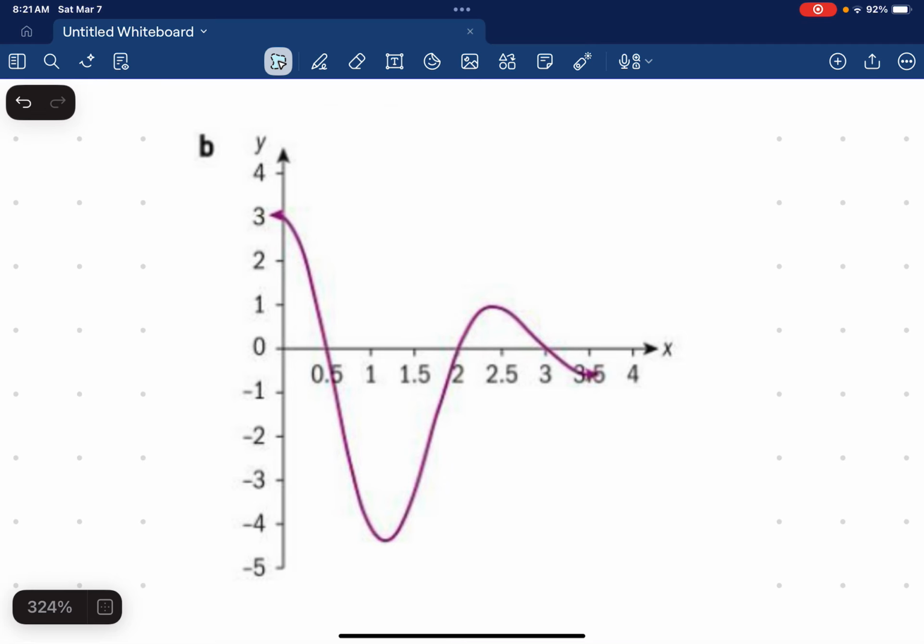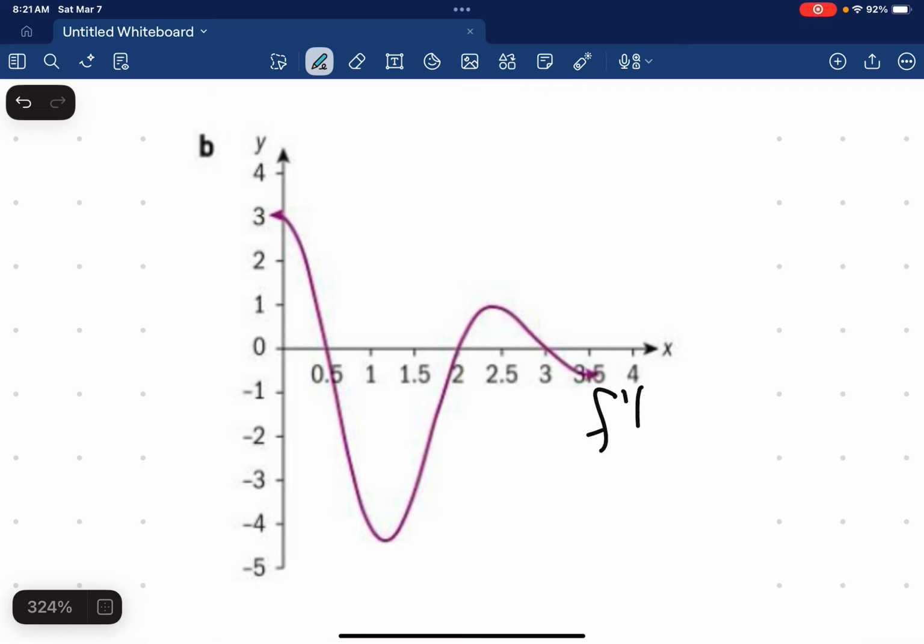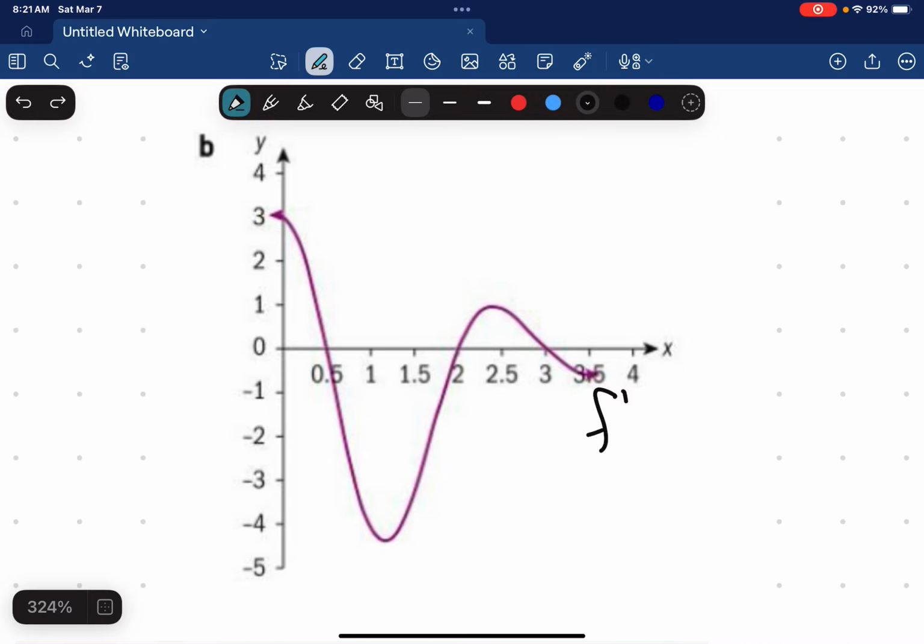B seems a bit simpler. So we know this purple line here is f prime of x. Let me change the colors so they're more reasonable. Ignore any bells you hear. That's f prime of x. f of x is going to be in black.